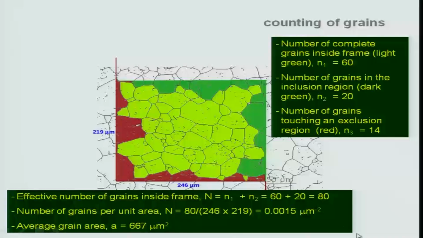So, what is the average area of a grain? As I had just stated on the board, the average area of a grain is the reciprocal of the number of grains per unit area. So, it should be the reciprocal of 0.0015. If I take the reciprocal, the average grain area is of the order of 667 micrometer square. Now, I can use this to calculate my ASTM grain size, or if I assume my grains to be almost spherical, then I can get an idea of the grain diameter using this count.